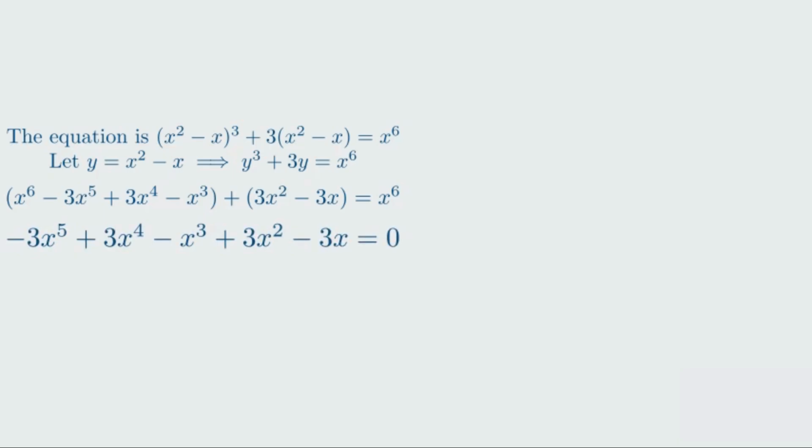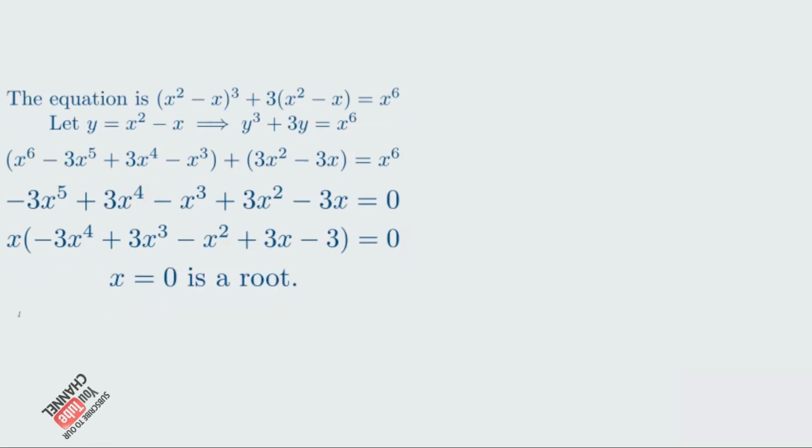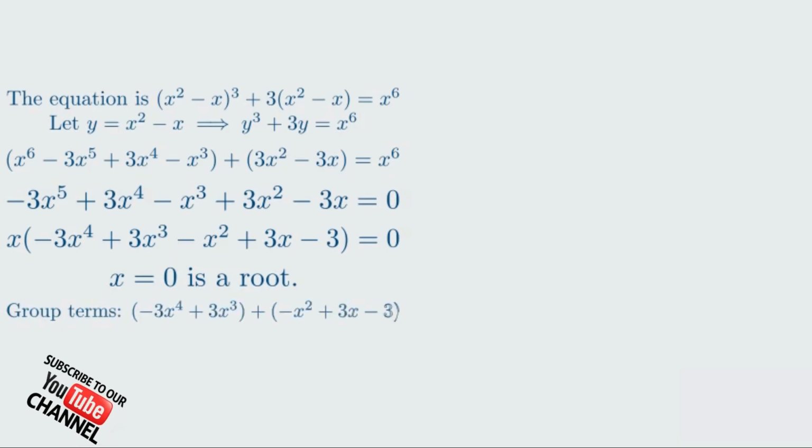Now, let's go back to factoring. We can still factor out x. X times the quantity negative 3x to the fourth plus 3x cubed minus x squared plus 3x minus 3 equals 0. This means x equals 0 is one root. We are now left with a quartic equation to solve. This time, I will group more carefully. Let's group the terms with coefficients of 3 and negative 1. We have negative 3x to the fourth plus 3x cubed and negative x squared plus 3x minus 3.